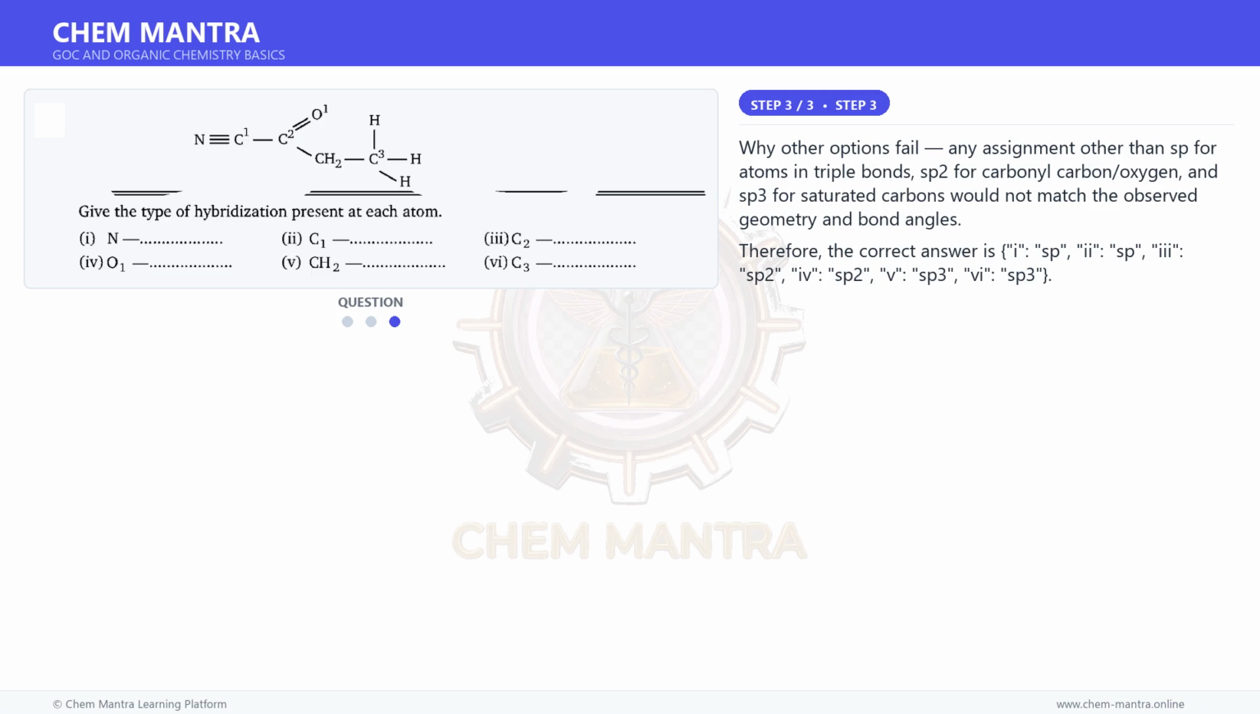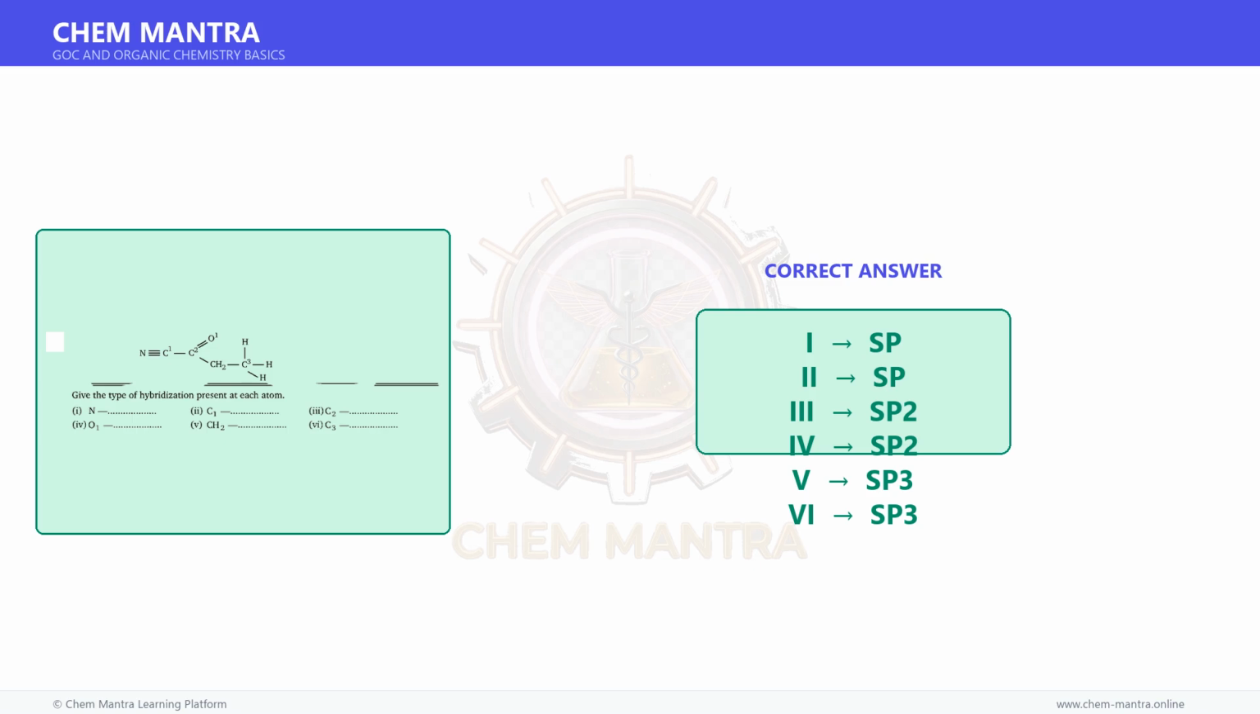Why other options fail? Any assignment other than sp for atoms in triple bonds, sp2 for carbonyl carbon and oxygen, and sp3 for saturated carbons would not match the observed geometry and bond angles. Therefore, the correct answer is 1 sp, 2 sp, 3 sp2, 4 sp2, 5 sp3, 6 sp3. Therefore, the correct matching is 1 matches sp, 2 matches sp, 3 matches sp2, 4 matches sp2, 5 matches sp3, 6 matches sp3.